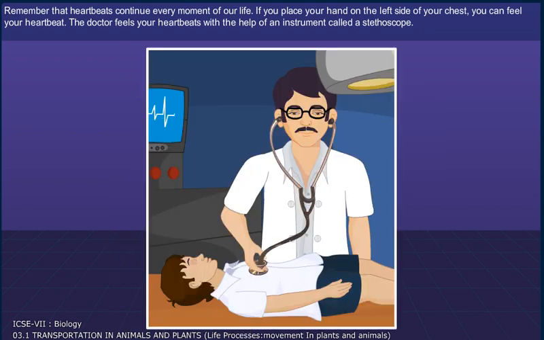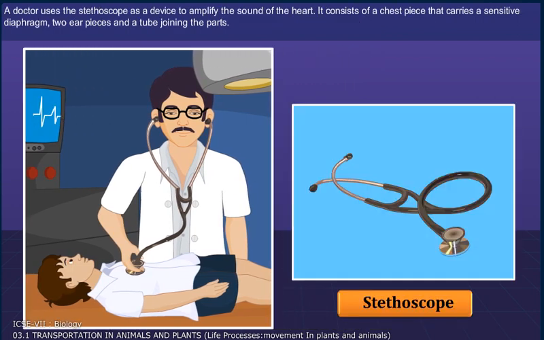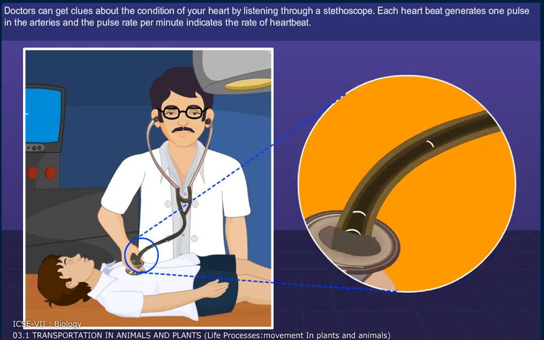The doctor feels your heartbeats with the help of an instrument called a stethoscope. A doctor uses the stethoscope as a device to amplify the sound of the heart. It consists of a chest piece that carries a sensitive diaphragm, 2 earpieces, and a tube joining the parts. Doctors get clues about the condition of your heart by listening through a stethoscope.